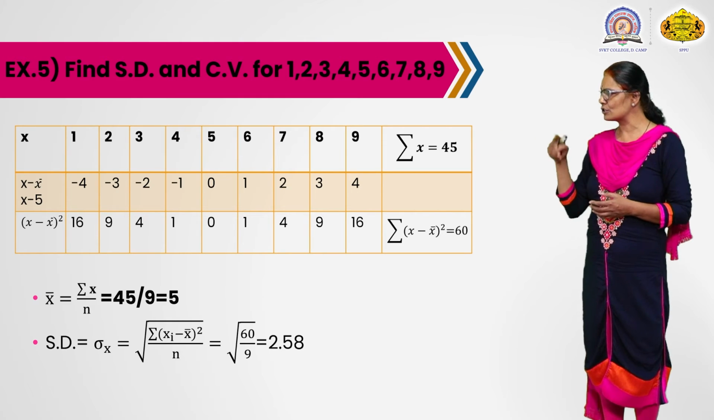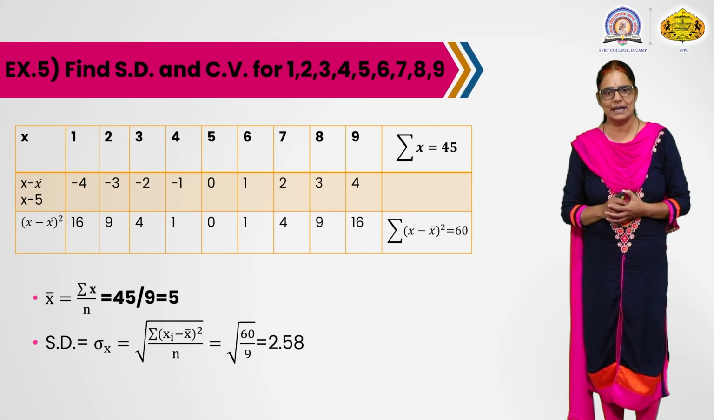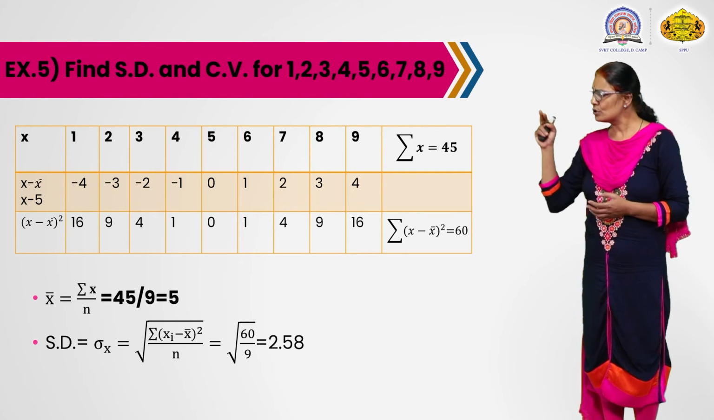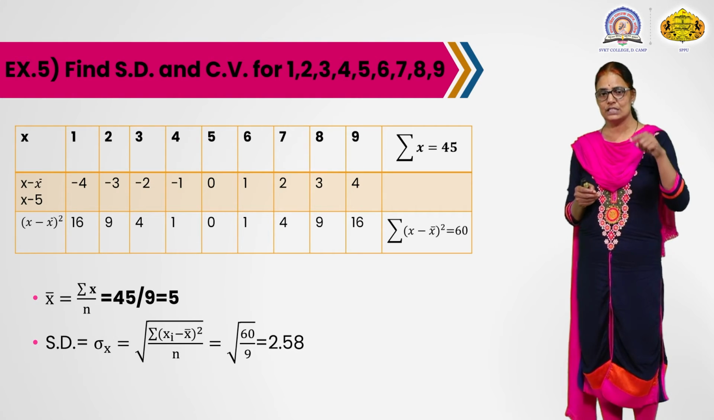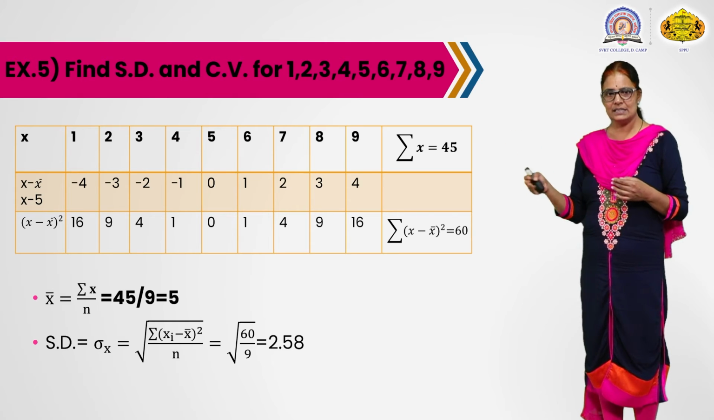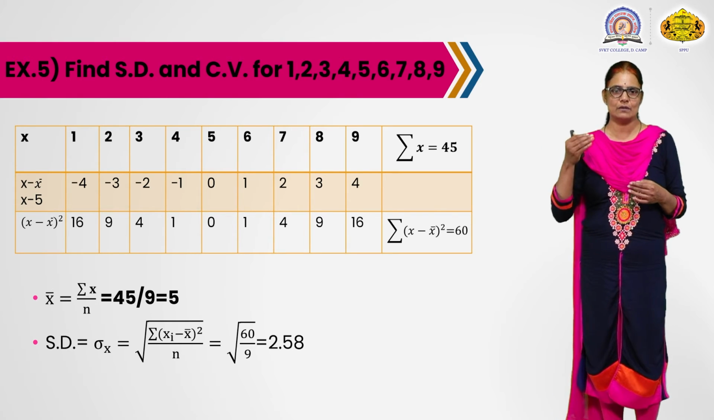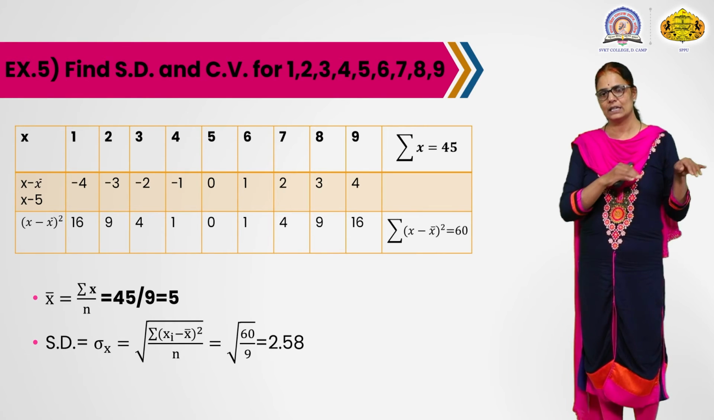Now, next we require the square of each number. So, the next row is x minus x bar, bracket square. So, the square of minus 4 is 16. Remember, the square of minus 4 is again a positive number, a square is always a positive quantity. The square of minus 3 is 9, the square of minus 2 is 4, the square of minus 1 is 1, the square of 0 is 0, and continue.